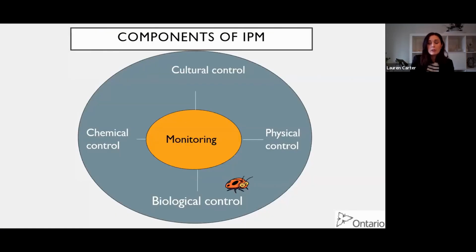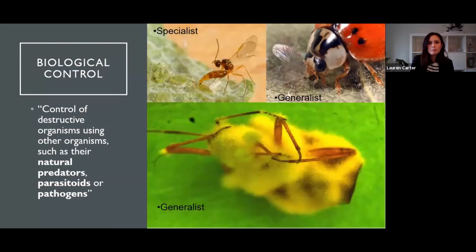So second to last, we're going to talk about biocontrol real quick. It's the control of destructive organisms using other organisms, such as natural predators, parasitoids, or pathogens. So here are some examples. We've got specialists like our parasitoids that will only attack 1 or 2 hosts. We've got generalists, some more predators, ladybugs, lacewings, things that'll eat sort of anything squishy. And then we've got our microbial pesticides, which often contain fungi or bacteria, and they tend to be pretty generalist as well, hitting a bunch of different things.